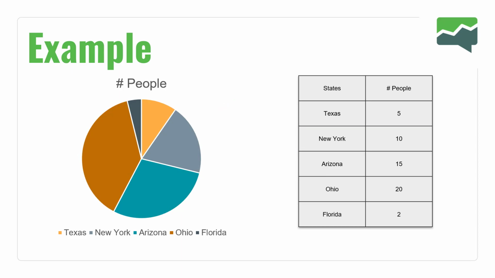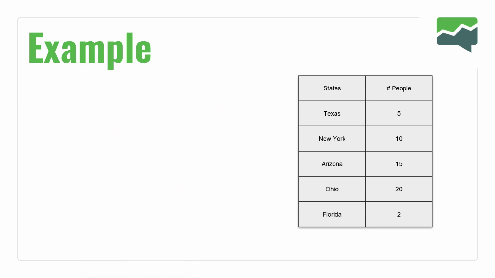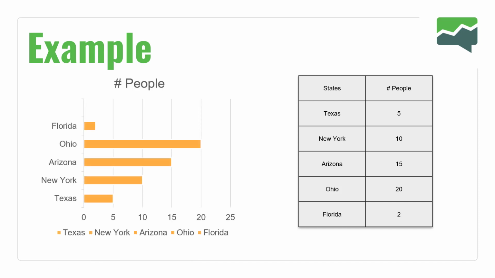Now, you can take this table, visualize it as a pie chart, but you can also make that pie chart disappear and visualize the same table as a bar chart, right? So now, instead of showing it as slices of pie, you're showing it as bars. Ohio, which is 20 people, is represented by a bar that goes from 0 to 20, right?